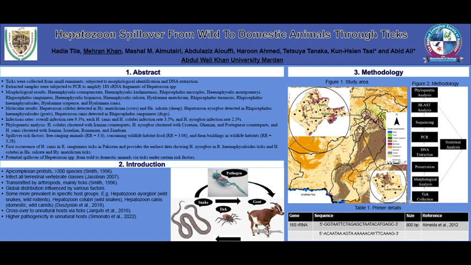Table 1 shows the primer details. The primer sequence, which is here in the column under the sequence column, was used to amplify 18S rRNA fragments of Hepatozoon species.